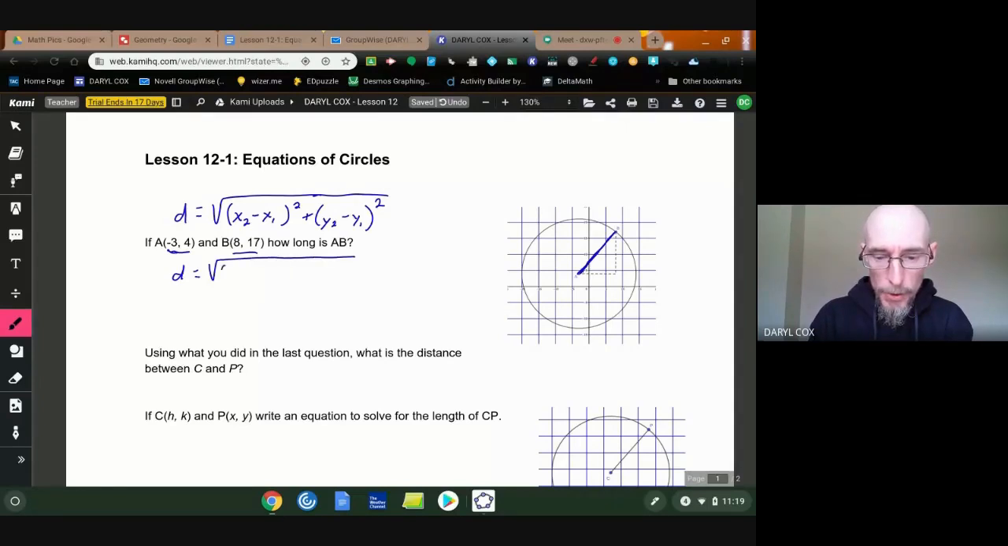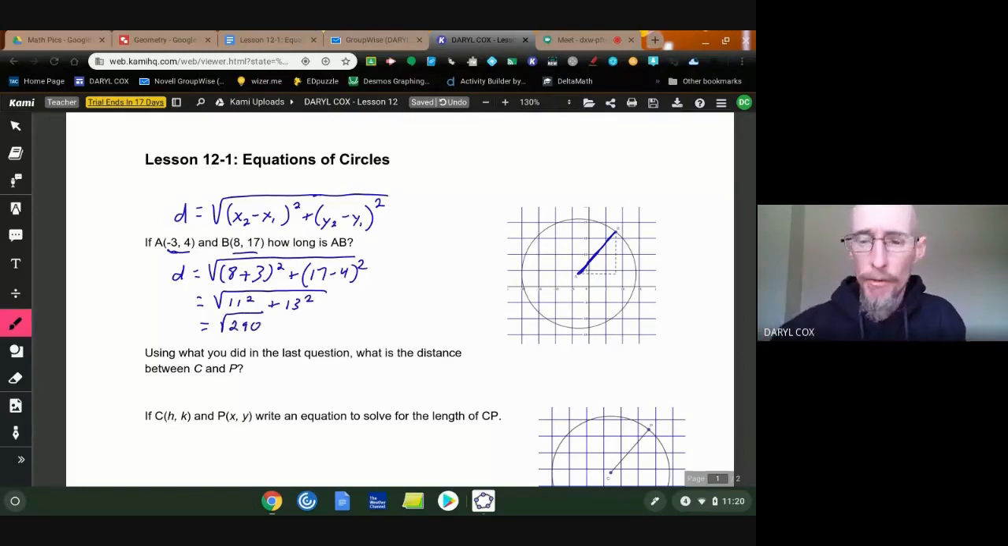So x2 is 8 minus a negative 3 turns that to plus 3. And then 17 minus 4 squared. And that's pretty simple arithmetic now. Now it's basically just doing algebra. So 8 and 3 is 11. 17 minus 4 is 13. We're going to square that. So that's 121 and 169. And I went ahead and did the arithmetic a little earlier and found that to be square root of 290.